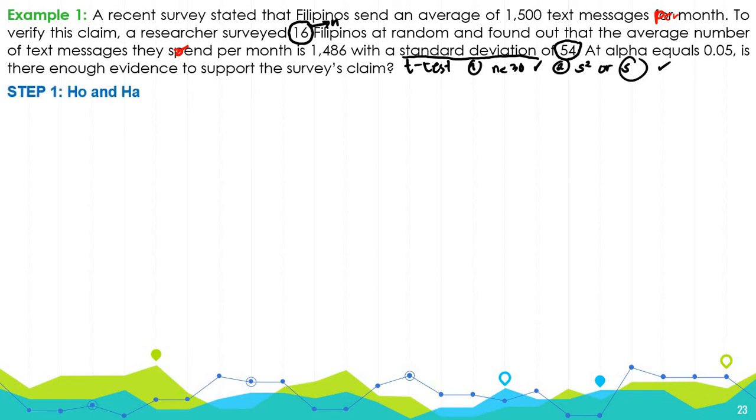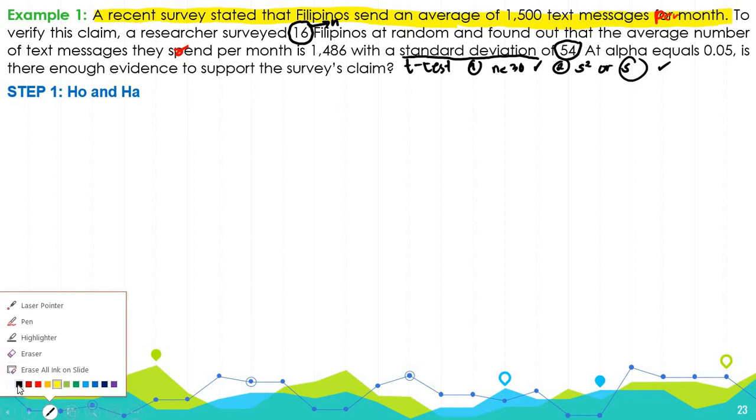In step 1, conduct the null and alternative hypothesis. So for the null hypothesis, we need to identify what is the assumption about the mean, and it can be found here on the first sentence. So here it says that a recent survey stated that Filipinos send an average of 1,500 text messages per month. So we are talking here about the average number of text messages sent per month, and the population would be all Filipinos. It is assumed to be 1,500. So this 1,500 here is our mu.